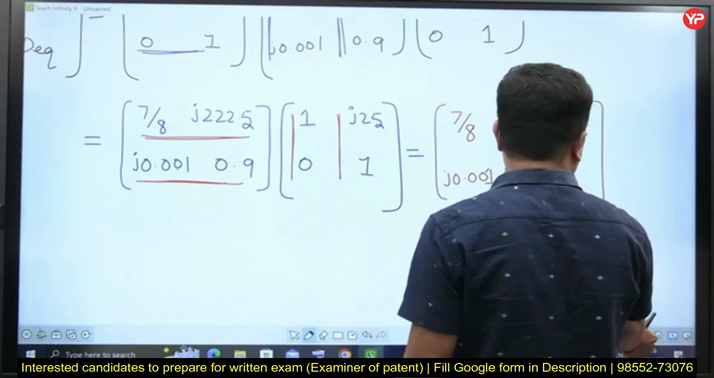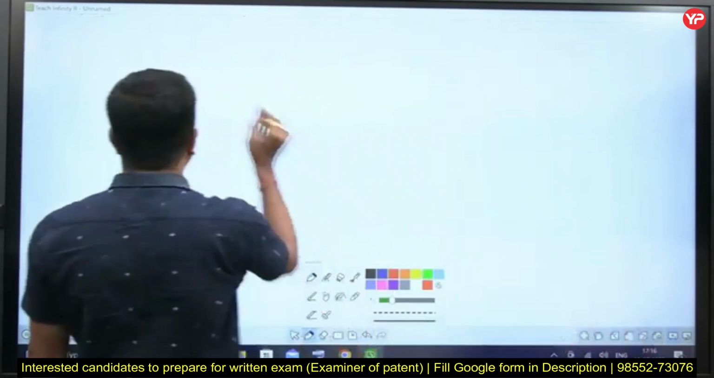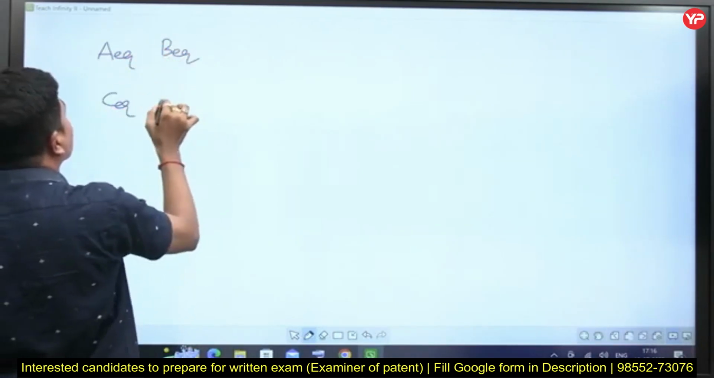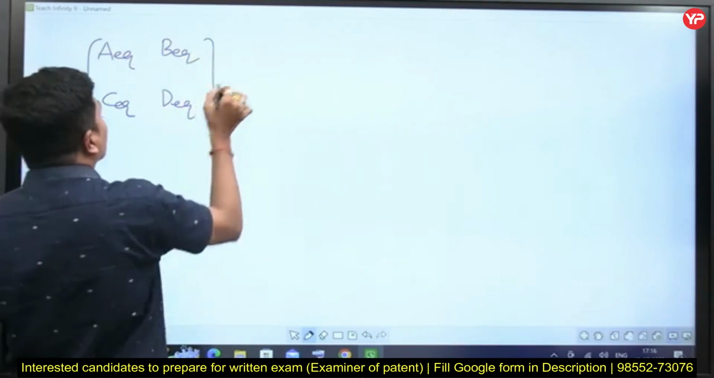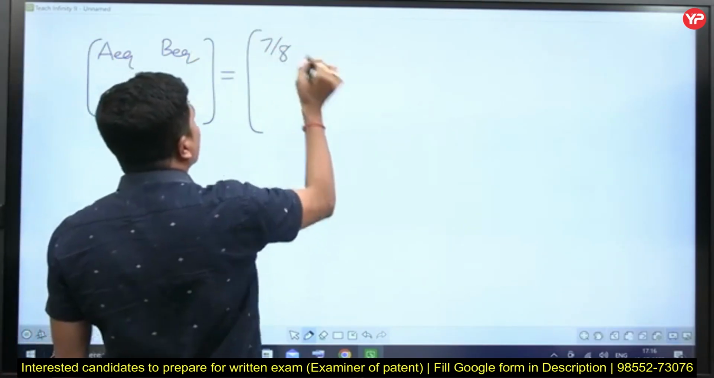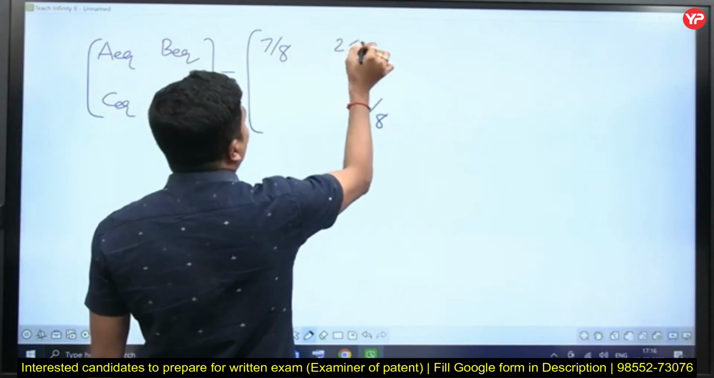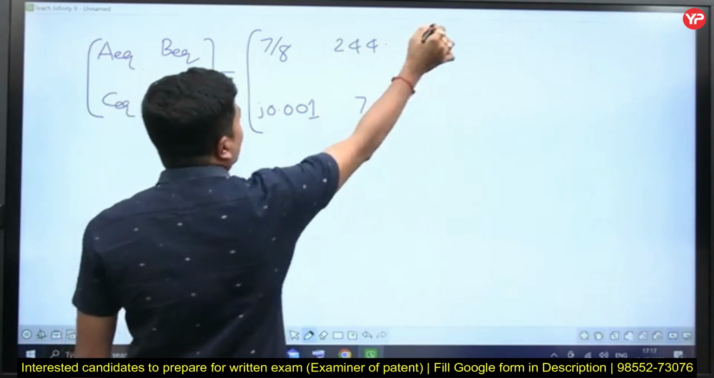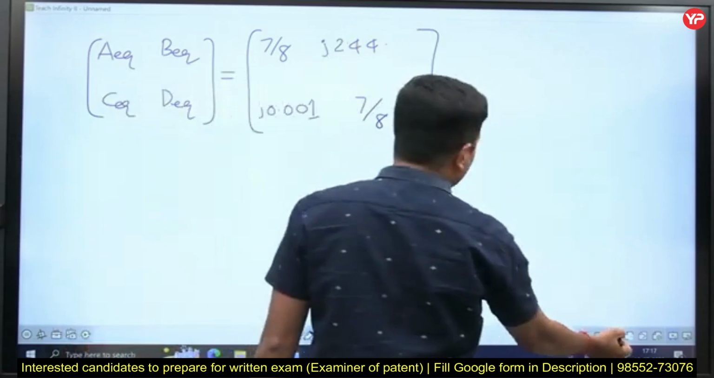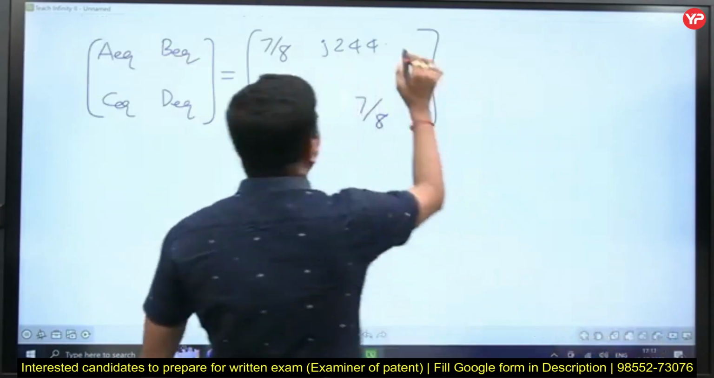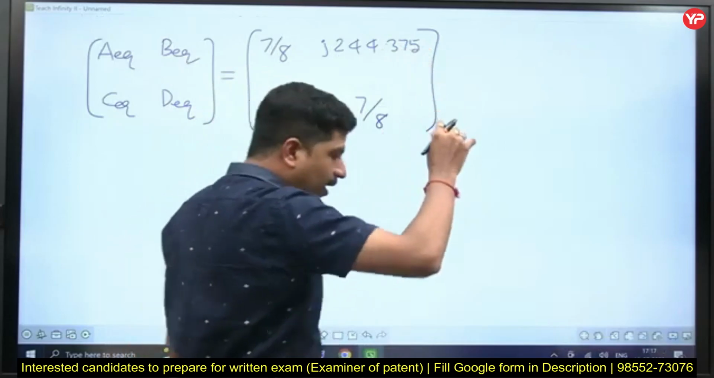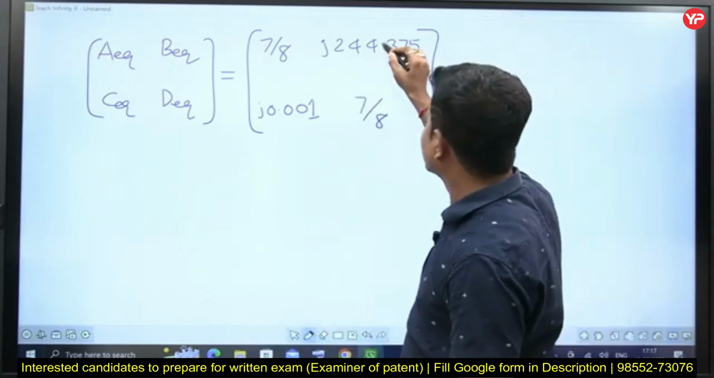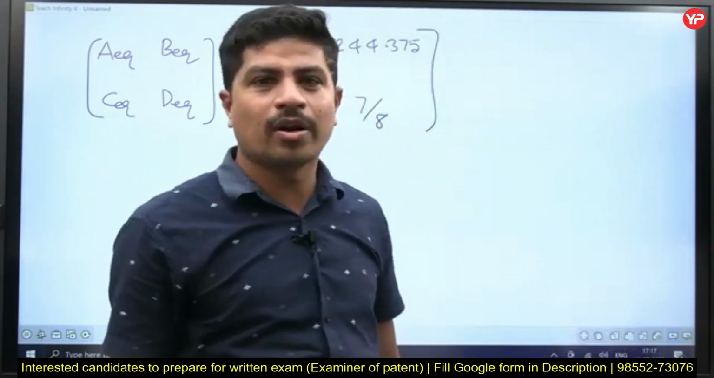7 by 8, 244.375. Let me write here. A equivalent, B equivalent, C equivalent, D equivalent. First one, parameter A, is 7 by 8. Definitely D must be equal. This is J0.001. There is no change in this one. B is J244.375. Maintain at least 3-digit accuracy after the decimal point. Answer accuracy is also very important in the examination.